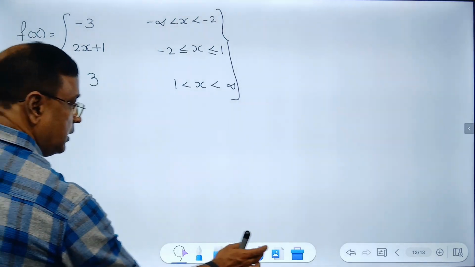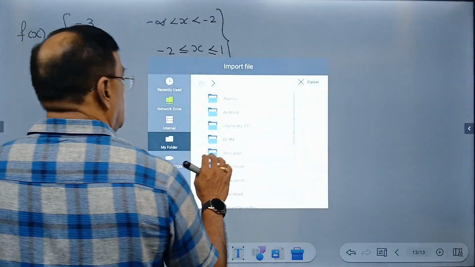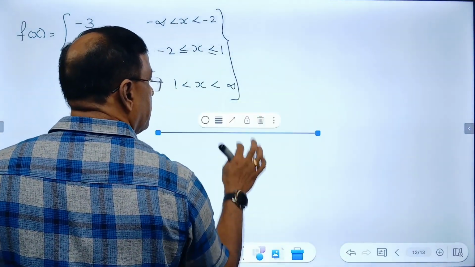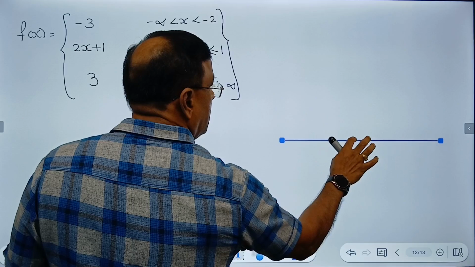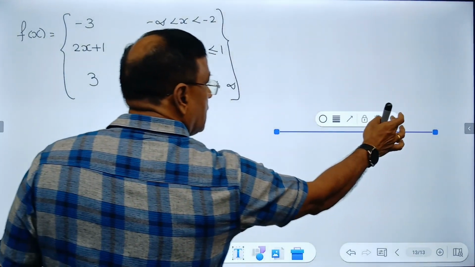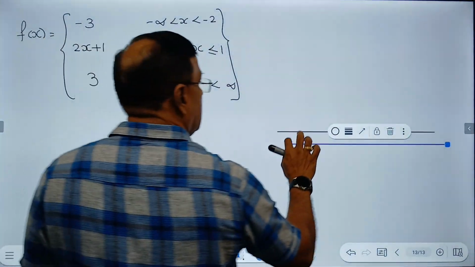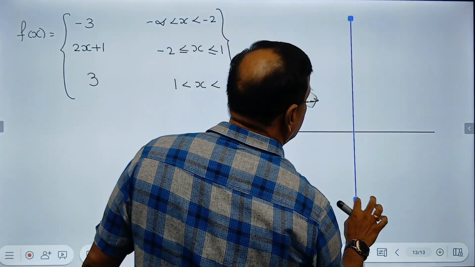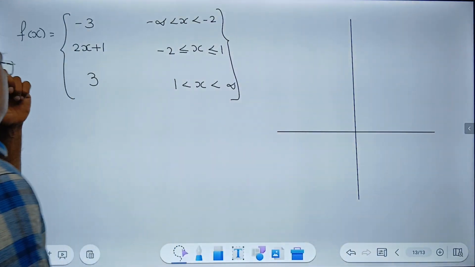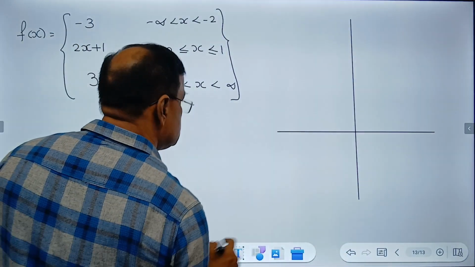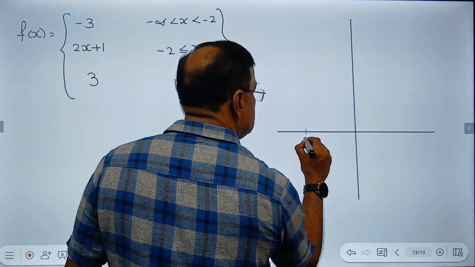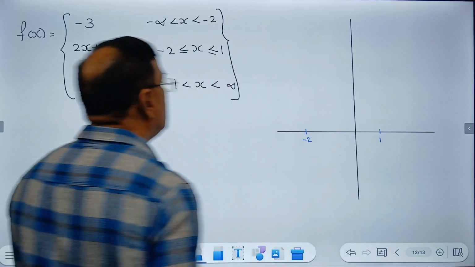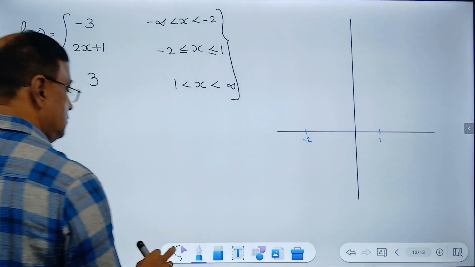First let's take the x-axis, and I want the y-axis. X-axis and y-axis. That's perfect, well done. Now let's mark the point minus 2. So where is minus 2? This is where I have minus 2. Let's mark the point 1. So this is where I have the point 1. Okay. Now there are two parts to it.